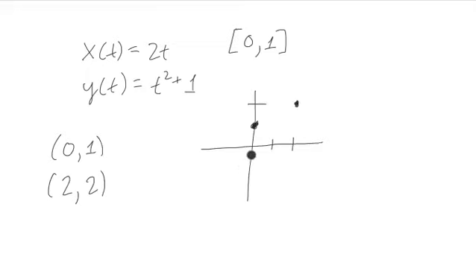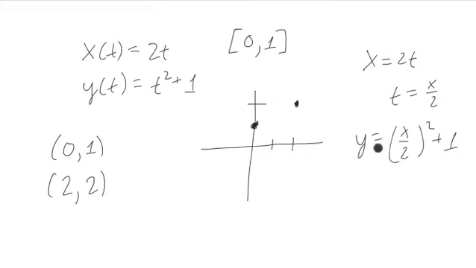Okay, now let's get a feel for what this might look like as an equation in x and y. We can't always do this, but in this case, we can. We can solve for t in terms of x, because x is equal to 2t, which means that t is equal to x over 2. So we can substitute this in for t, and notice that y will be x over 2, quantity squared, plus 1.